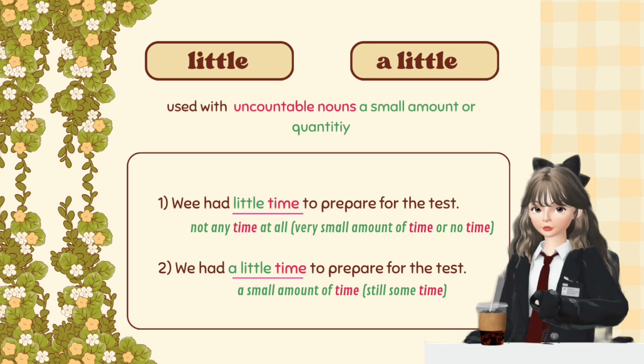And in number 2, you can really see the difference here. We had a little time to prepare for the test. This also means a small amount of time, but it's saying, well, I know it's a small amount, but it was still some time. You see how different it is from the first one. In the first example, we had little time. It means a small amount or no time to do it. And then the second one, we had a little time, which actually means we had some time, but it was only a small amount, alright?